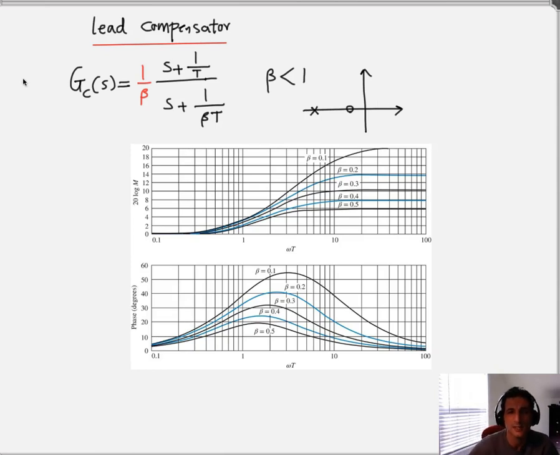So now, if you remember, for a very simple first order lag compensator, we had a pole and a zero, but the pole would sit between the j omega axis and 0. But now for a lead compensator, we're going to have the 0 sitting between the j omega axis and the pole. So really the 0 is closer to the j omega axis than the pole is.